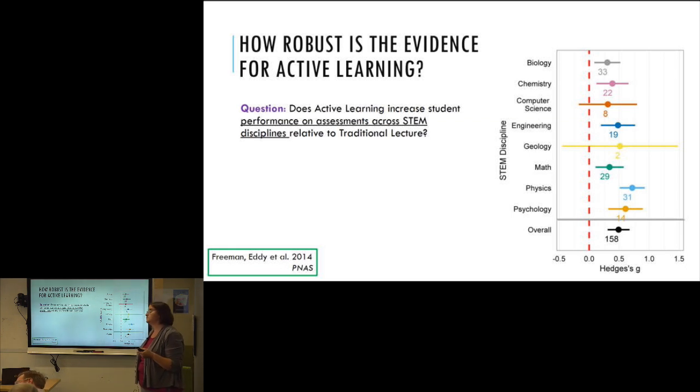Breaking down things between disciplines can be interesting, but if you're just looking at the effect of active learning, it's clear. So we did an analysis to see if any of these disciplines were different from each other, a heterogeneity analysis, and they were not. And so that allowed us to pool all the studies to this overall value here, which is bounded away from zero on the positive side, right?